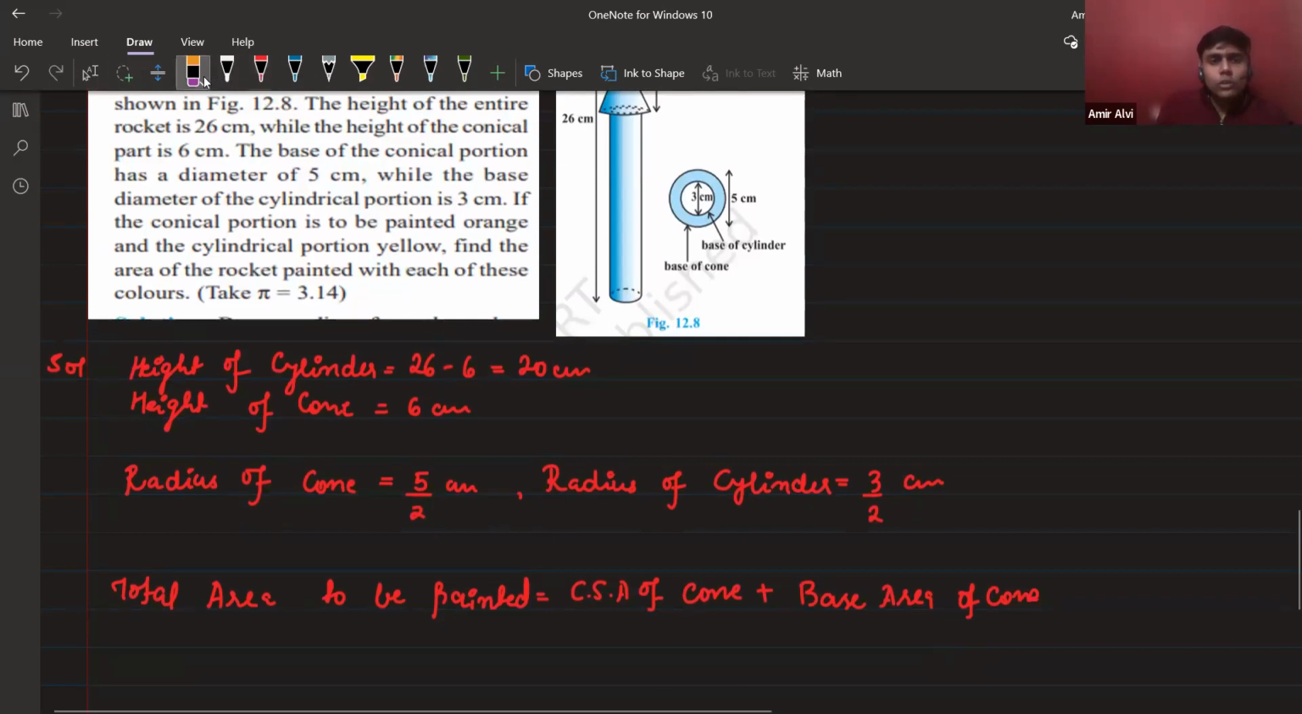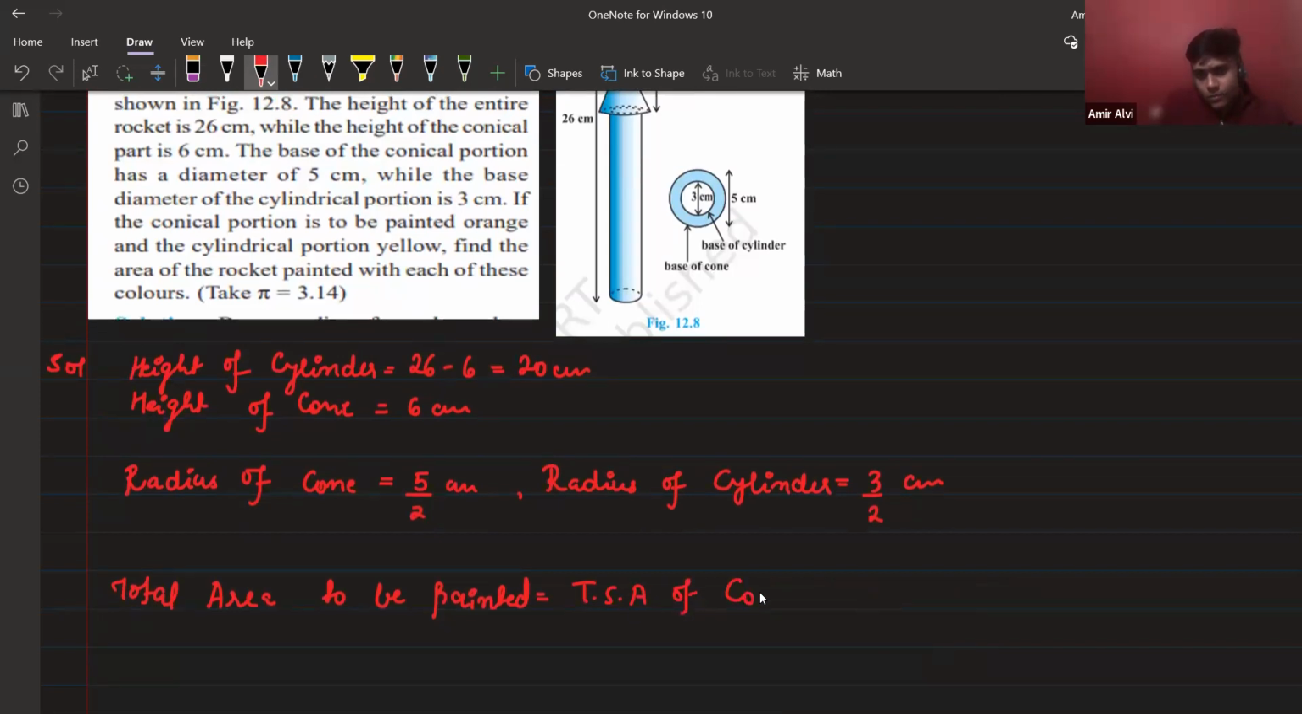Just a second, we write the whole TSA, so why write base area of cone? So TSA of cone plus CSA of cylinder.